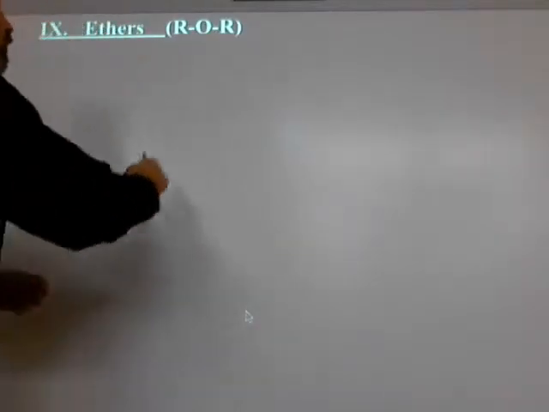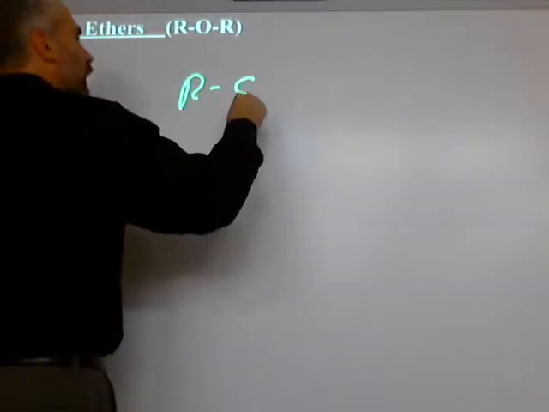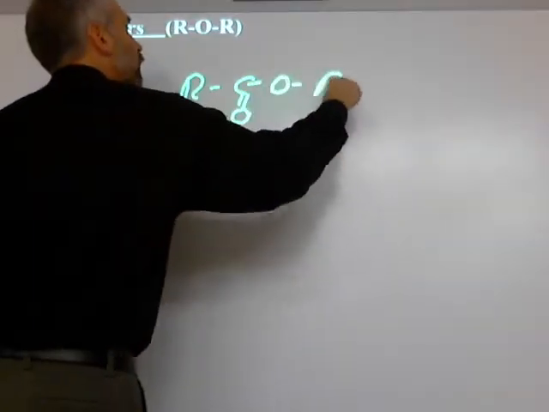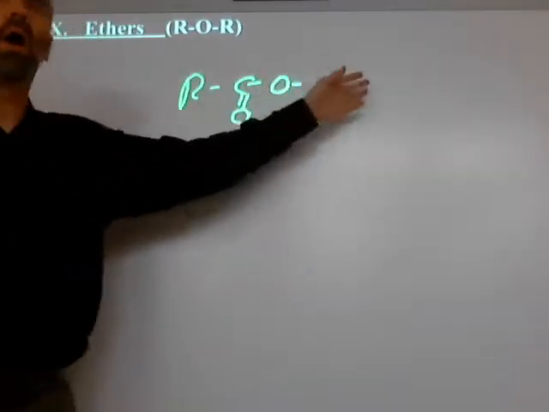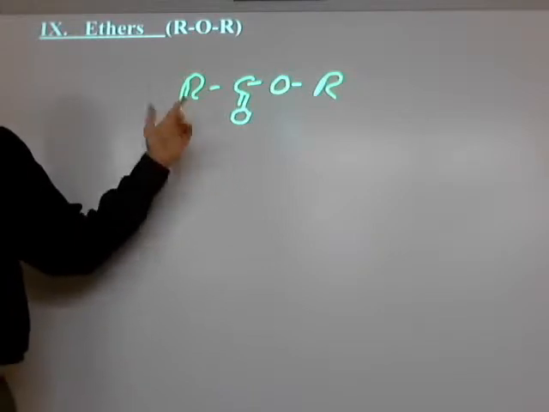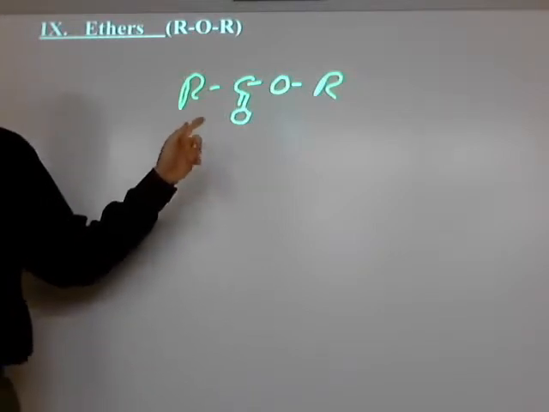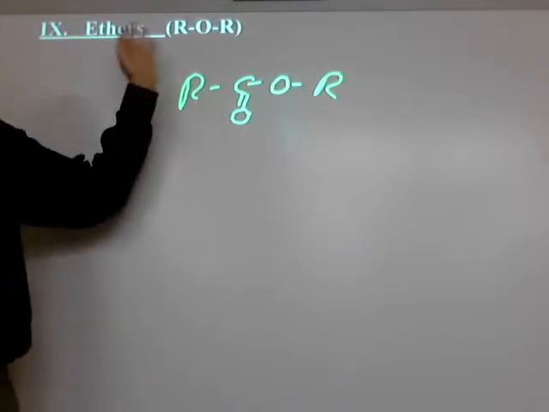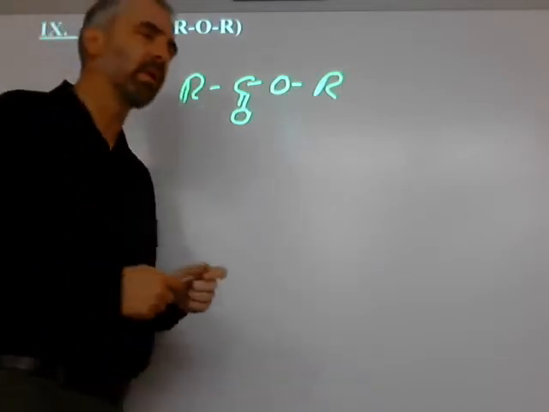Ethers, again, look very similar to some of the other guys we've seen, right? For example, most specifically for this guy, who we did a lot with. That's kind of like ROR, except there's a carbonyl group here. What do we call this guy? An ester. Even sounds the same, right? Esters, ethers. It's going to be easy to mix these up, guys.